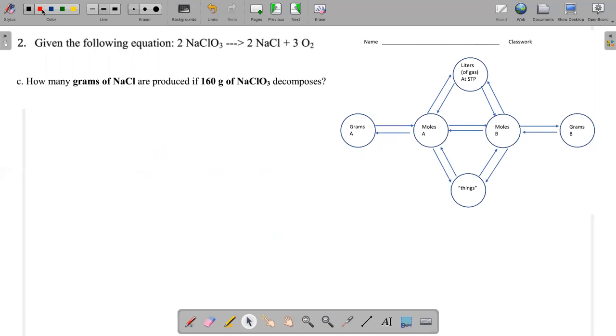Let's see. Let me fix this up. Grams of one to grams of the other. We have to go this way, this way, this way. Okay. So I don't know. Let's see. 160 grams. Mr. Harris is a huge troublemaker.